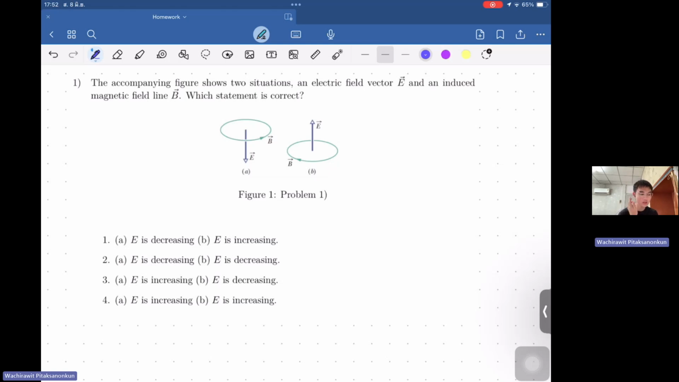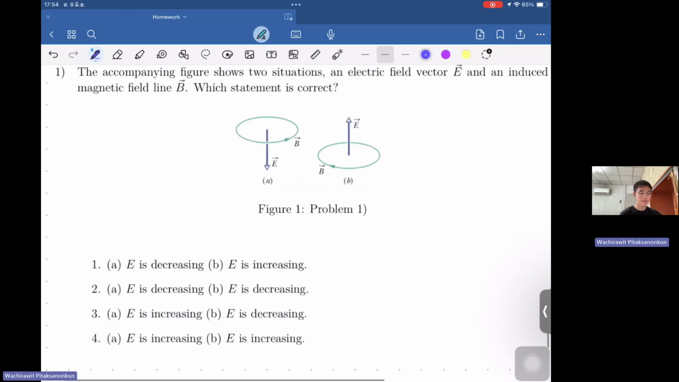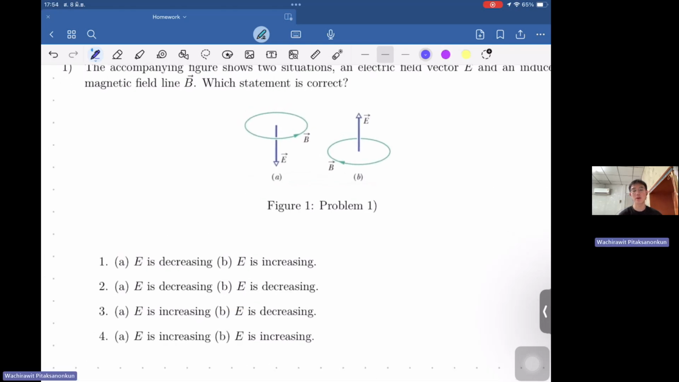From the first question, the accompanying figure shows two situations, an electric field vector E and an induced magnetic field line B. Which statement is correct? So yeah, the solution is easy. What we have to use in this question is the curl right-hand rule. Our thumb will be the current and the rest are the magnetic field.